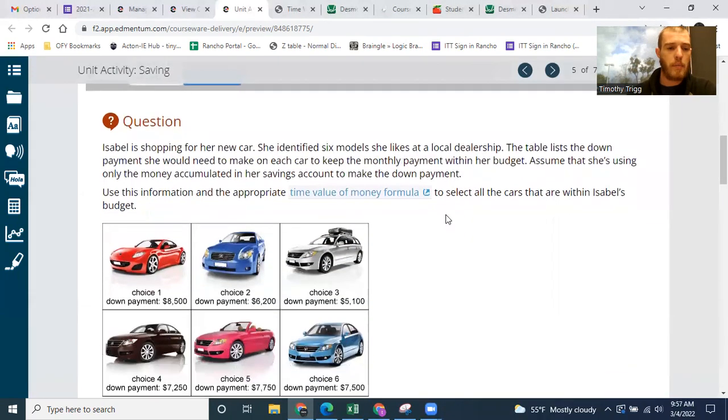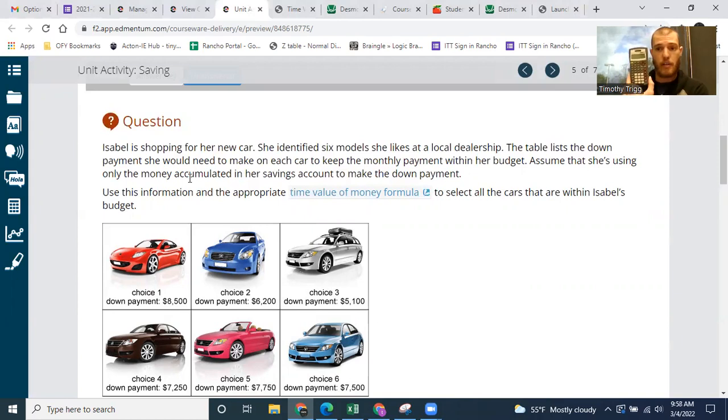Let's go and look at the next problem. So now, after the 3 years of saving $200 a month, Isabel is shopping for her new car. She identified 6 models she likes at a local dealership. The table lists the down payment she would need to make on each car to make the monthly payments within her budget. Assume that she's using only the money accumulated in her savings account to make the down payment. Use this information and the appropriate time value of money formula to select all the cars that are within Isabel's budget.